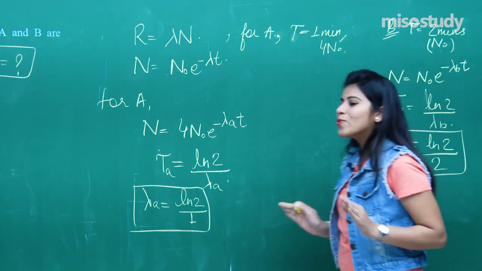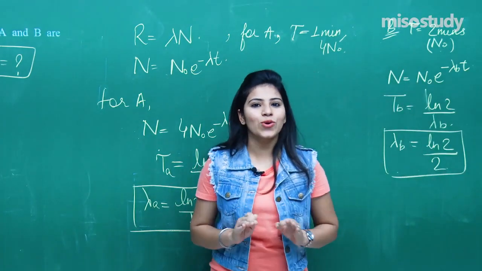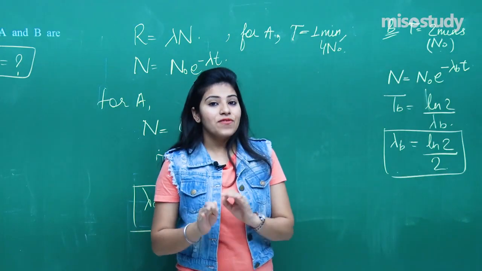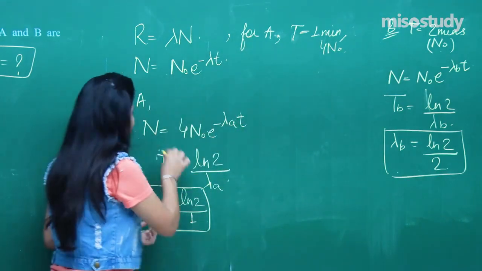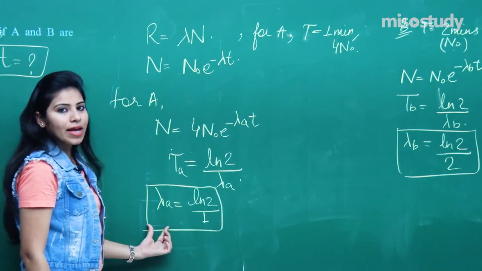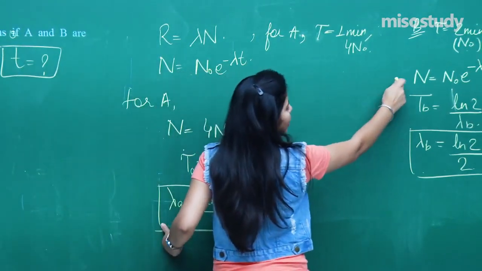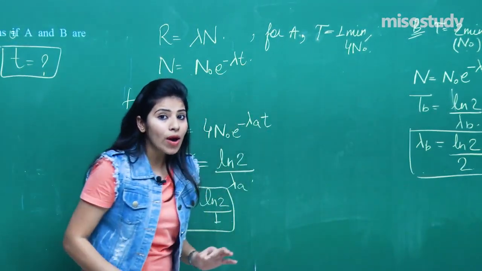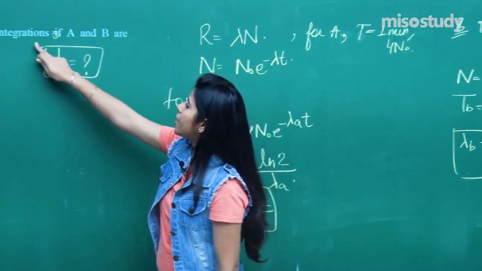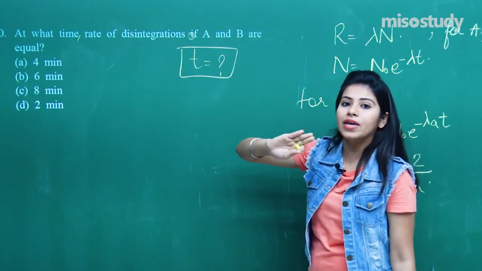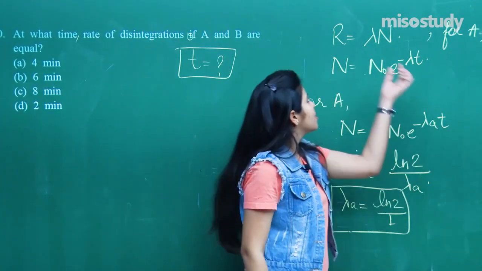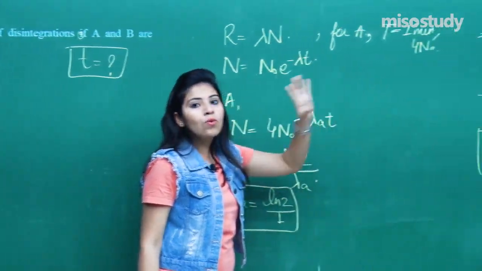Okay. So if you would have noted it down, then I can show you what is the beauty of the question. We have found out two things, that is n and lambda a. Here we have found n and lambda b. In the question we have been given the rate of disintegration of A and B are equal. That means this R1 and R2 will be equal.